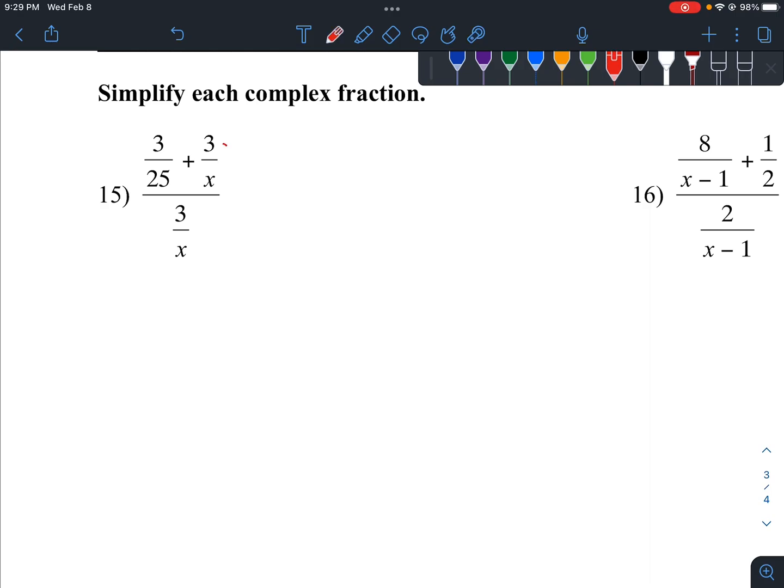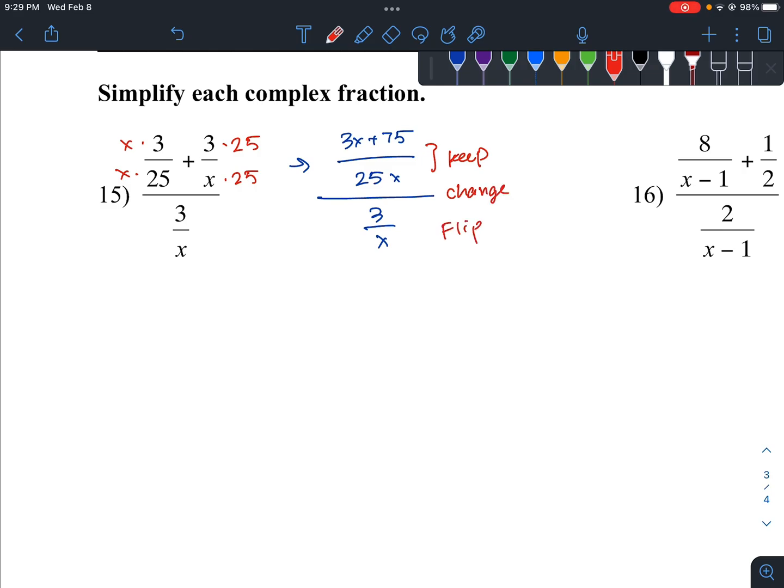So to get a common denominator, it looks like I got to multiply that by 25 and multiply that by x. But that's going to give me a common denominator of 25x, and I'll have 3x plus 75 divided by 3 over x. And now I'm going to do the division part, which is just the keep, change, flip. So keep, change to multiplication, and flip this one. I'm going to factor that 3 out of there, though. So it's going to be 3 times x plus 25 divided by 25x, and then multiplied by x divided by 3. So flipping that one right there.